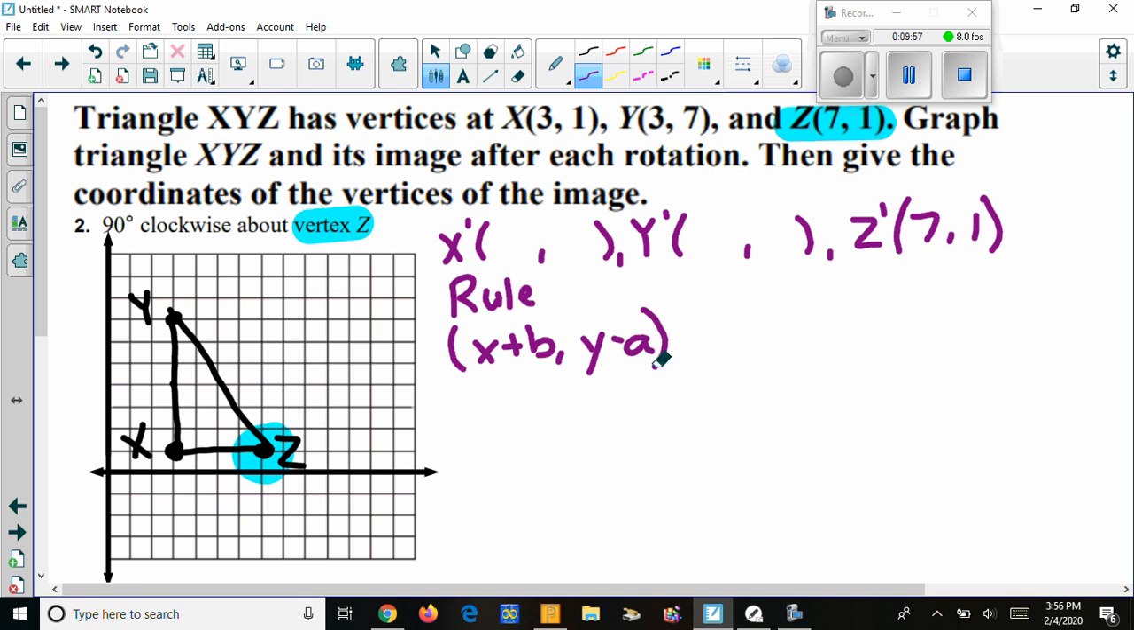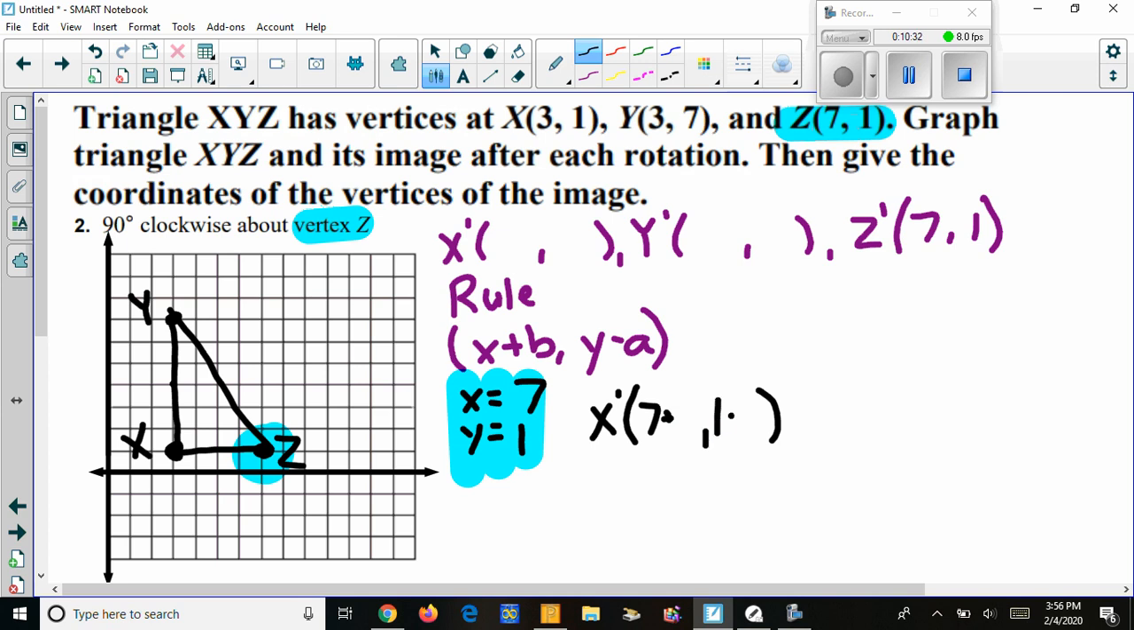Recall that X and Y are going to come from my center of rotation, which is Z. I will highlight that again so you see what's connected. And I'm going to need to go in and figure out what are my values for A and B. And we'll start with X prime. For X prime, I'm going to have 7 plus B and 1 minus A. And I need to figure out what is A and what is B.